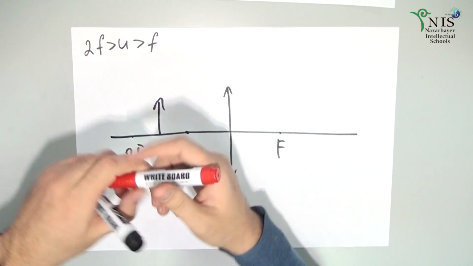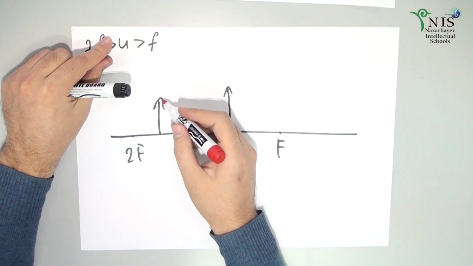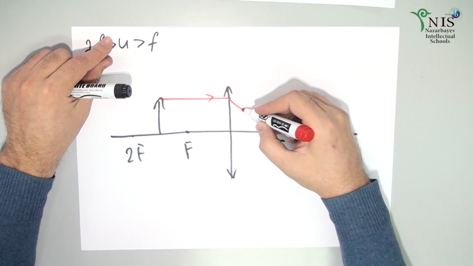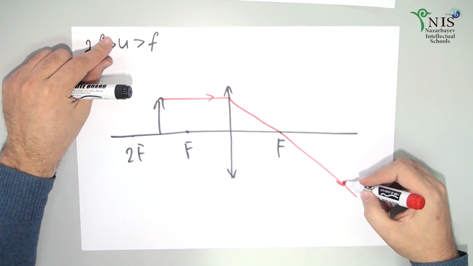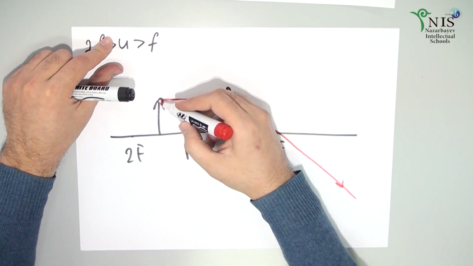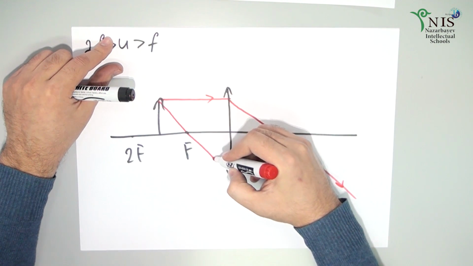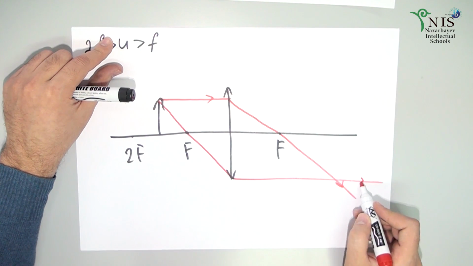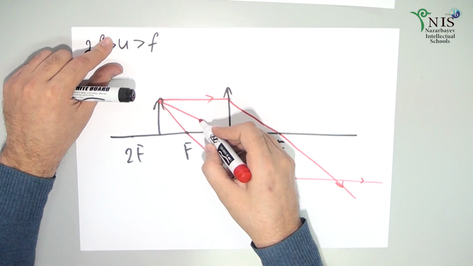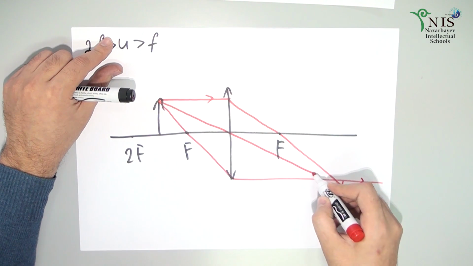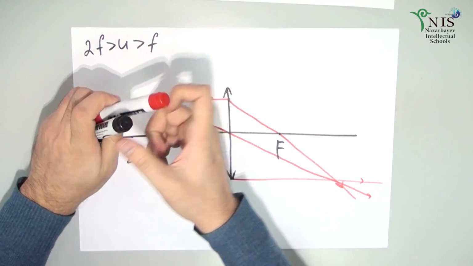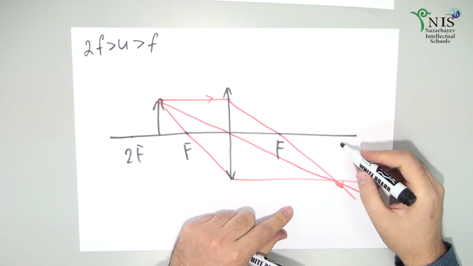Let's draw rays to locate image. First ray goes parallel to principal axis, then it goes to focal point. Second ray goes through focal point and then parallel to principal axis. And the last ray goes through the center, so it doesn't bend. At the point of intersection, we get the image.